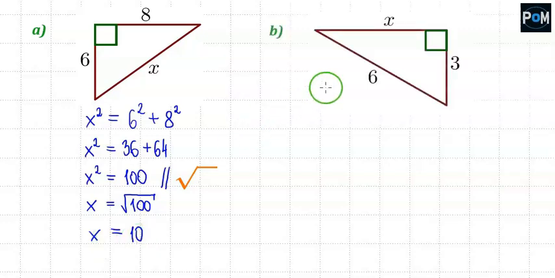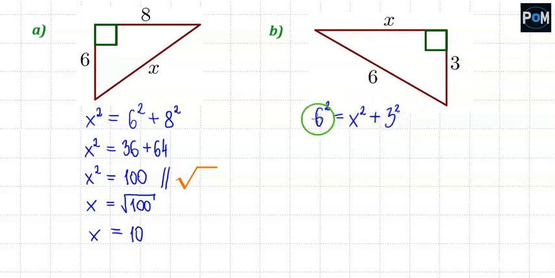Moving to example B. In example B, our triangle looks like this. It also has a right angle, so we can proceed. Opposite the right angle is the hypotenuse, so here we start from this 6. 6 squared equals x squared plus 3 squared. What's longest is on this side. X isn't always on this side. After writing this equality, we square the numbers.